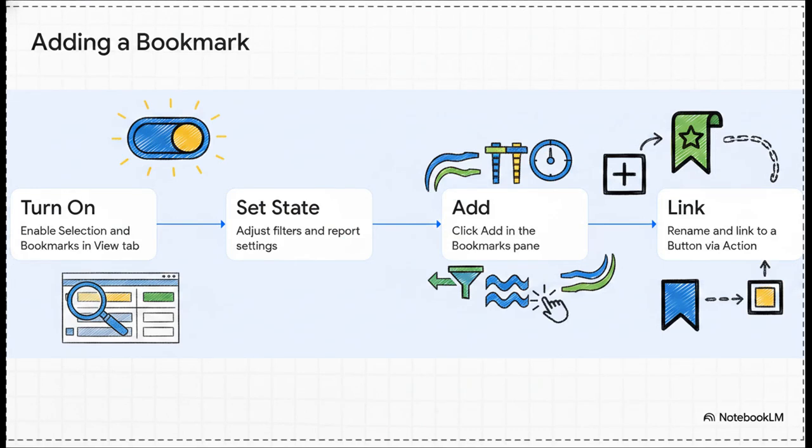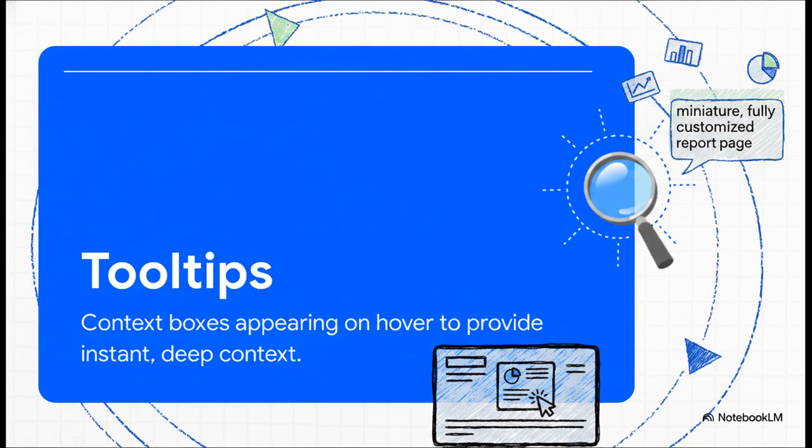Let's look at the actual mechanics of how this builds. Setting this up takes just 4 simple steps. You activate the panes in the View tab, dial in your absolutely perfect report state, click Add to save the bookmark, and then simply assign that bookmark to a clickable button. Just like that, you instantly elevate the interactive polish of your final product. It's like magic.